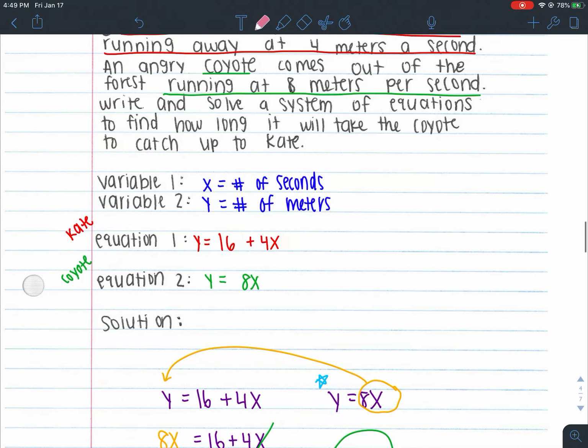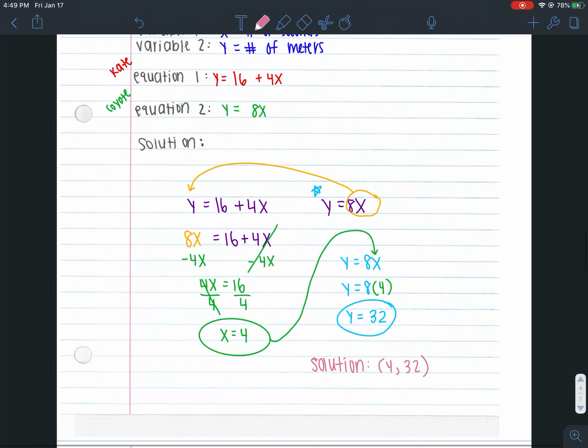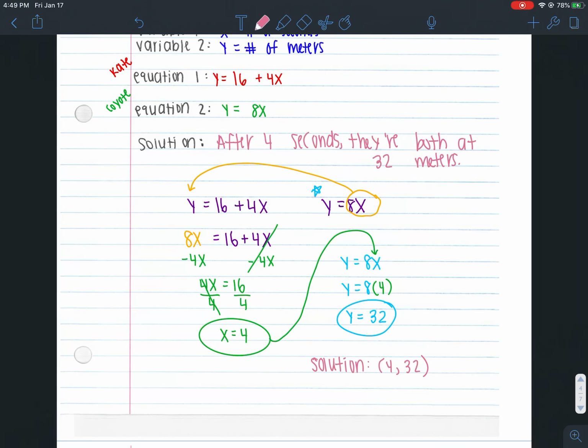Well, what does the x value represent in my problem? The x value represents the seconds, and the y value represents the meters. So that means that at 4 seconds, they're both at 32 meters. Or in other words, after 4 seconds, the coyote has caught up to Kate. So after 4 seconds, they're both at 32 meters.